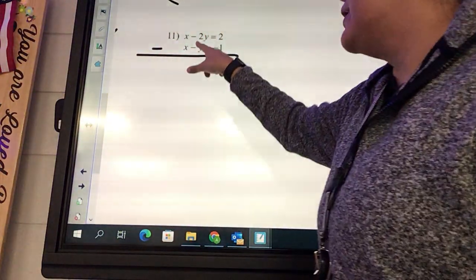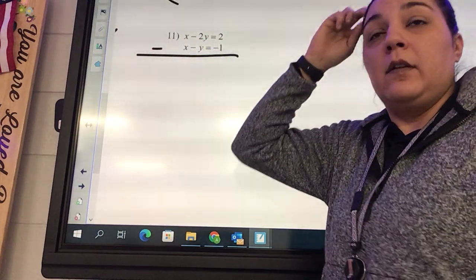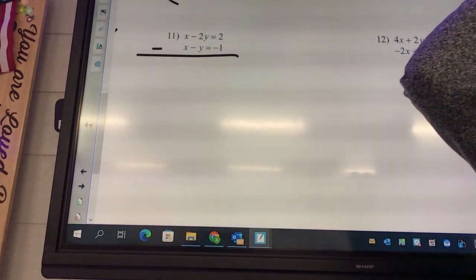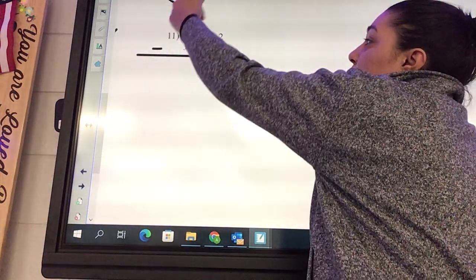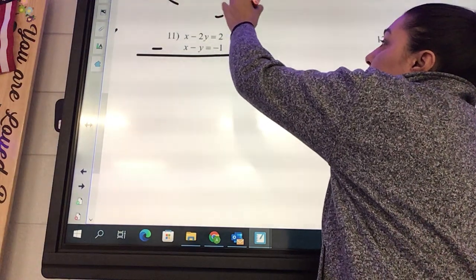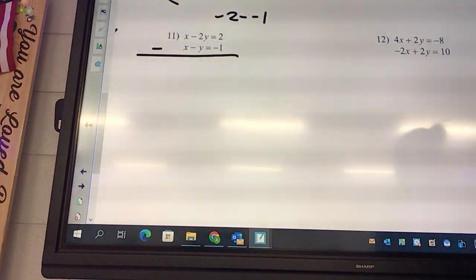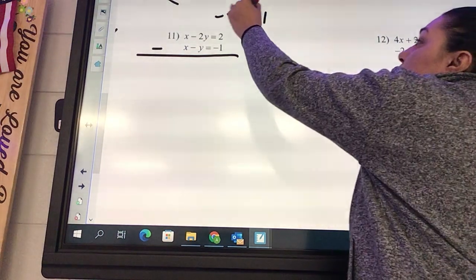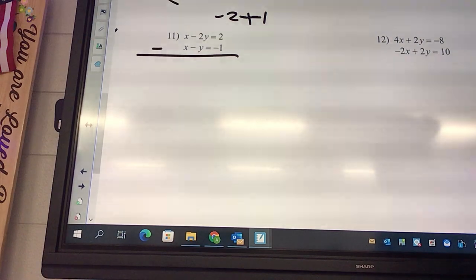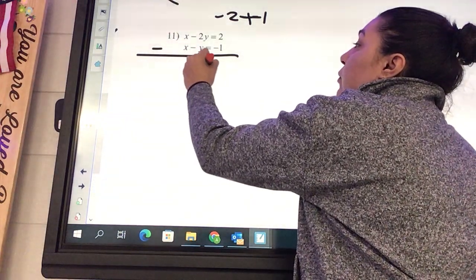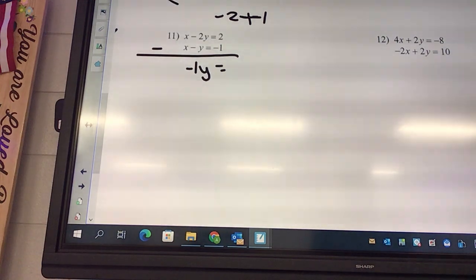0, so the x's cancel. -2 minus -1. Okay, and for some of you guys, remember, you need to write it out. So -2 minus -1. What's a negative make? Positive. So it's really -2 plus 1, -1. So we got -1y equals 2 minus -1.